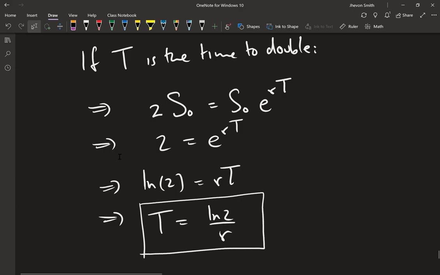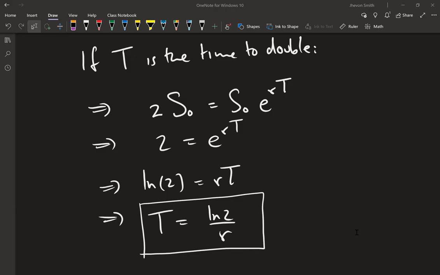So ln 2 over r is going to be the time to double whenever you have an account being compounded continuously. This is actually a general formula, by the way. There are some calculus books where they have this in a list of formulas. And a very similar formula will hold true for other multiplication factors. For example, the time to triple in value is going to be ln 3 over r. The time to quadruple in value is going to be ln 4 over r, etc.